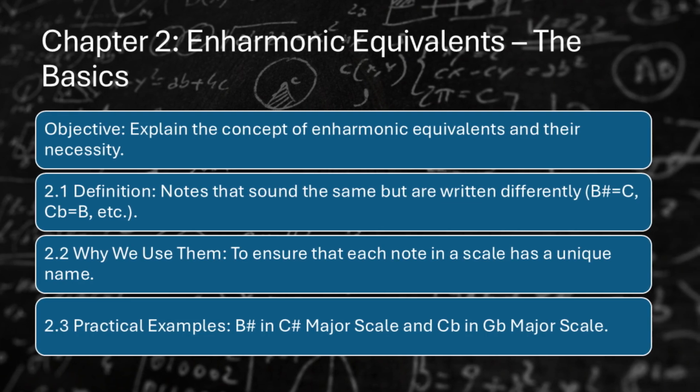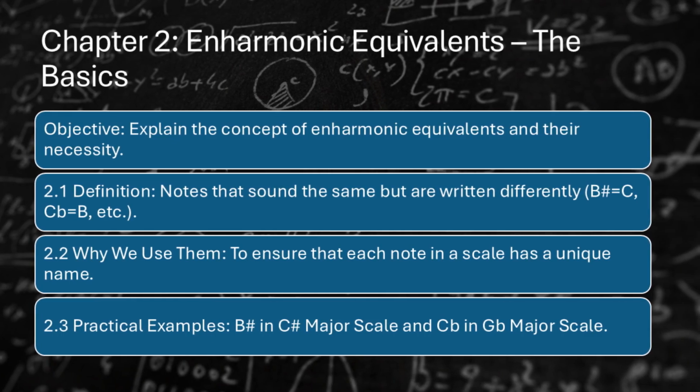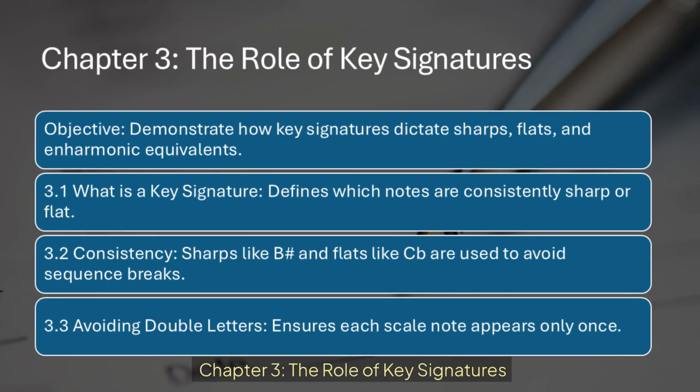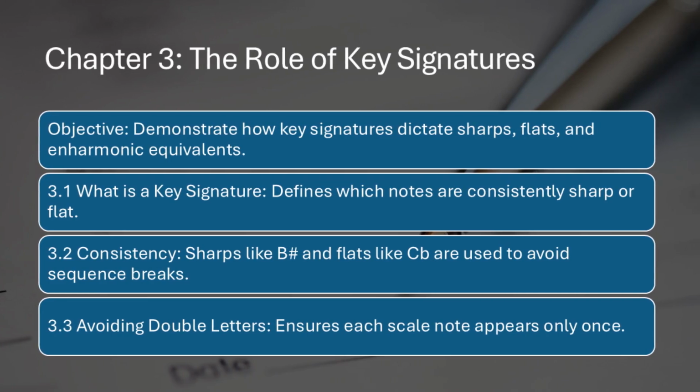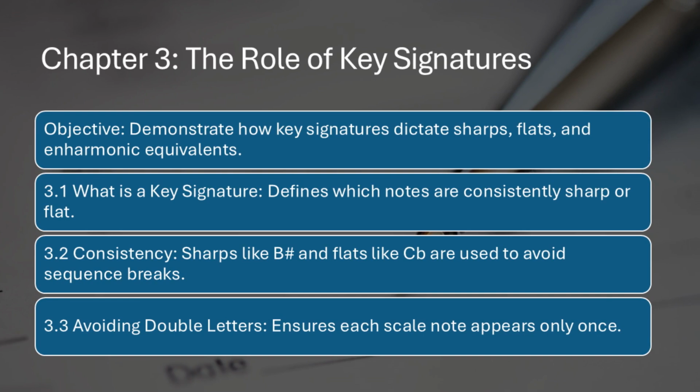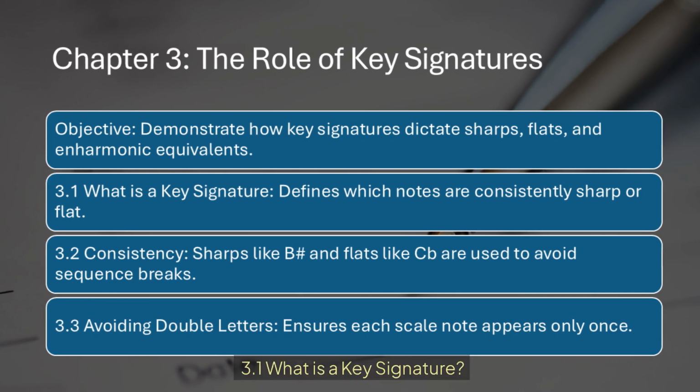Enharmonic equivalents simplify notation while keeping scales and chords consistent. They serve an important function in music theory, even though they sound identical in equal temperament tuning. Next up, the role of key signatures. Chapter 3. The role of key signatures. Objective: demonstrate how key signatures dictate the use of sharps, flats, and enharmonic equivalents.